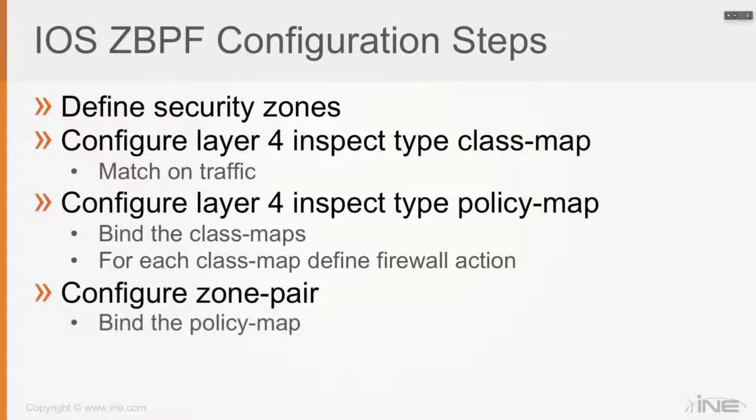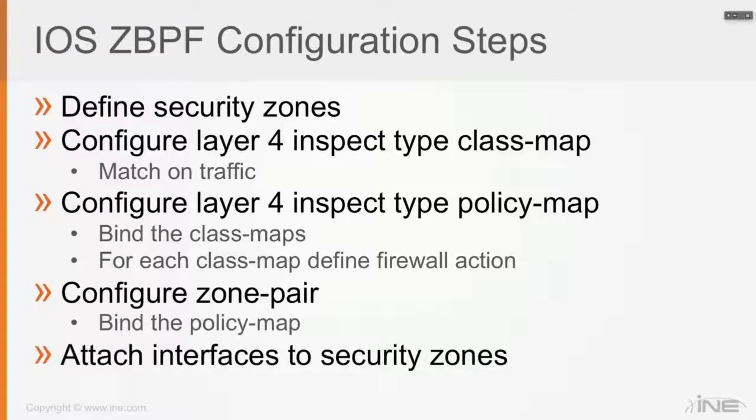Then we define the zone pair. We specify the firewall inspection direction, what is the source zone and what is the destination zone, and we bind the policy map to tell the router how to control traffic flowing from that source zone to the destination zone, what action to take for which traffic, as defined in the policy map. And of course, the last step is to attach interfaces to the security zones.